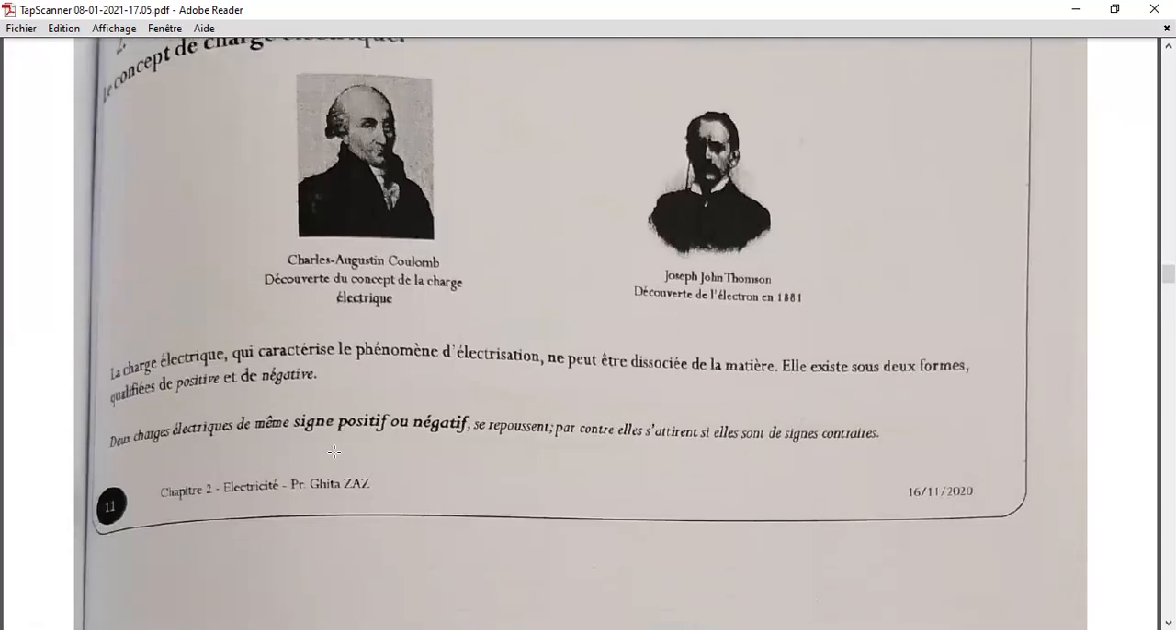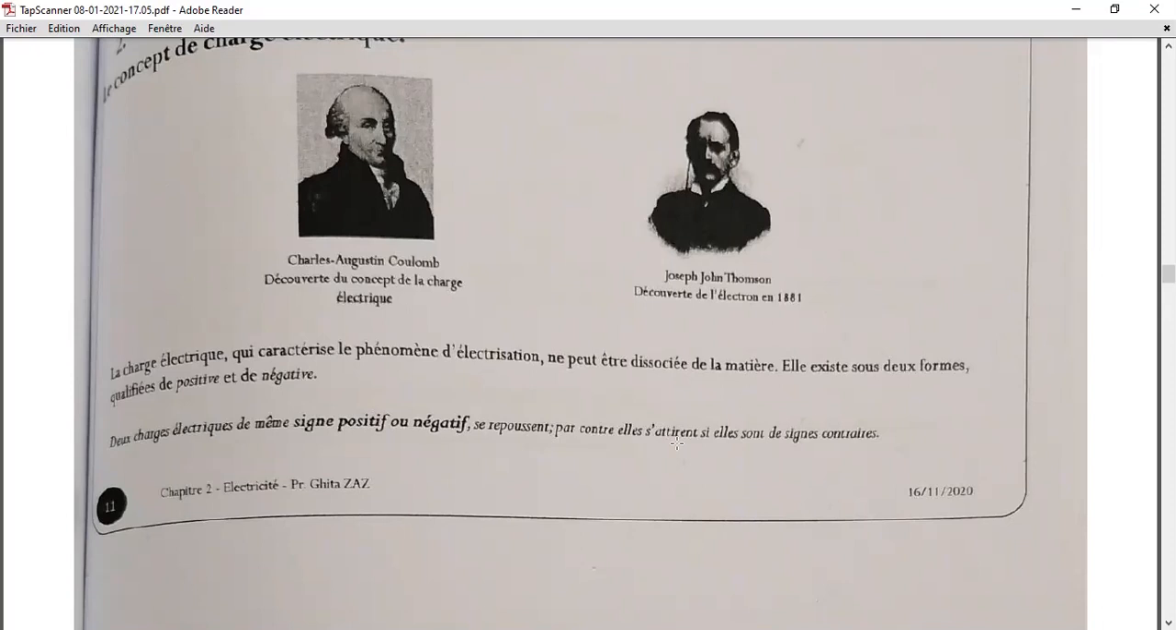So there are two forms of charges, positive and negative charges. I think you know this one very well. They're saying that if you have two electric charges of the same sign, positive or negative, they will repel. But if you have two charges which are different, you have some attraction. So yeah.